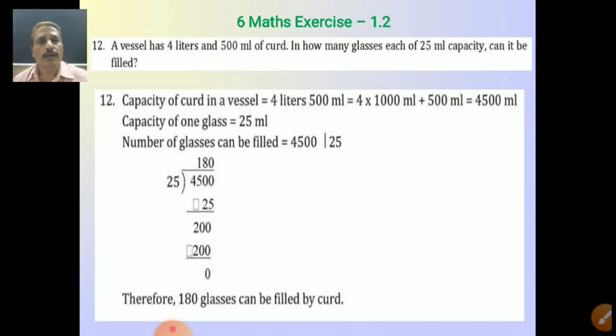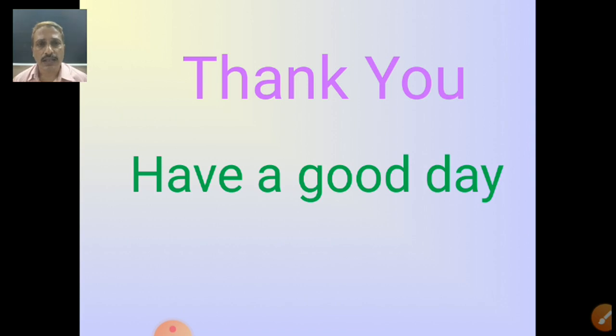Here we conclude our exercise 1.2, questions number 9, 10, 11 and 12. We can discuss and solve exercise 1.3 in our next session.